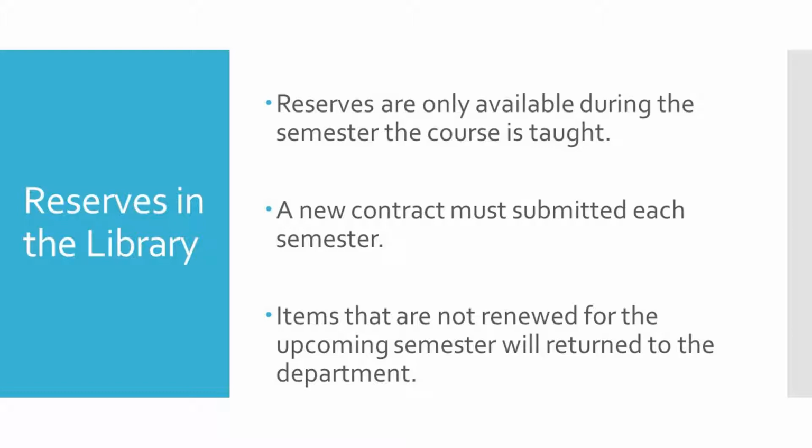There are rules that must be followed, though, when using course reserves. Items can only be placed on reserve the semester the course is being taught. The library cannot keep items for courses that are not offered that semester. Also, a new contract must be submitted each semester, stating the course information being taught, as well as providing bibliographic information of the items. The faculty member will also check off on the contract how their use complies with copyright, be it a personal copy or fair use, etc. Items that are not renewed for the upcoming semester will be returned to the department.